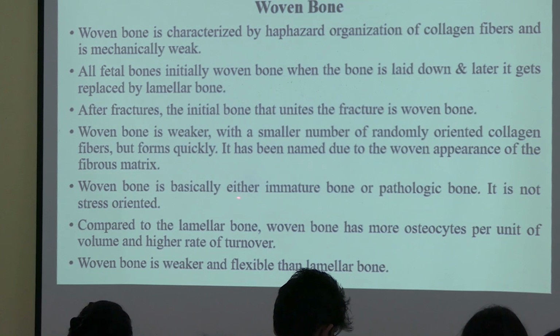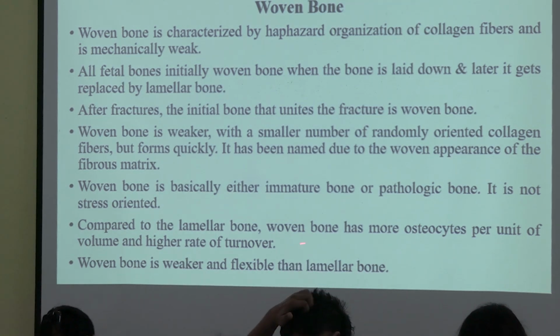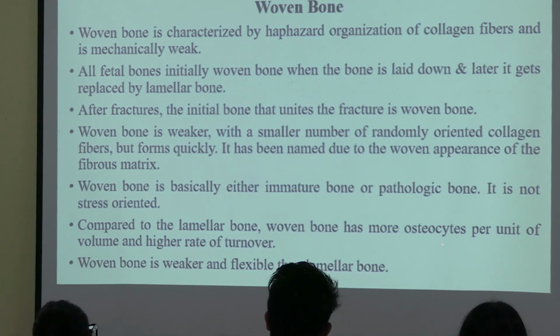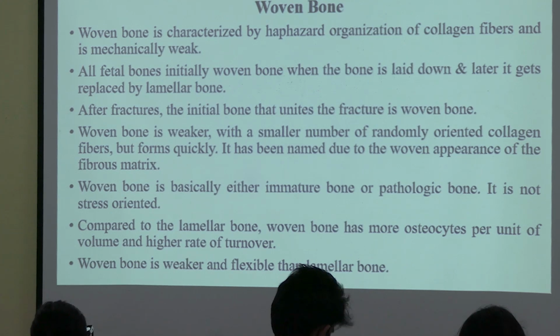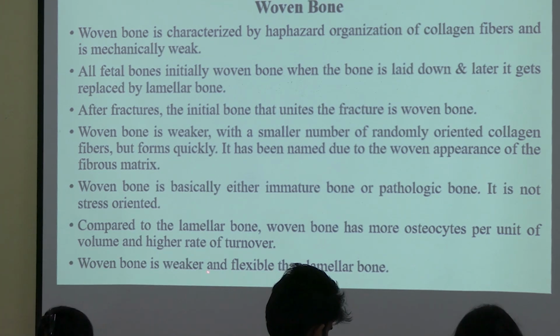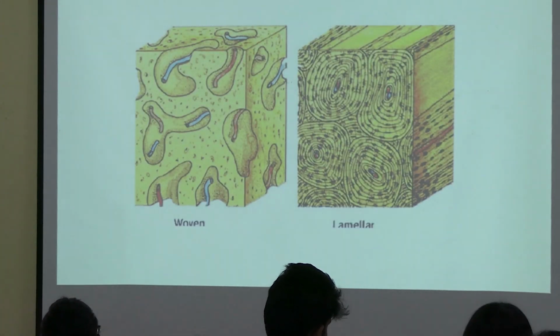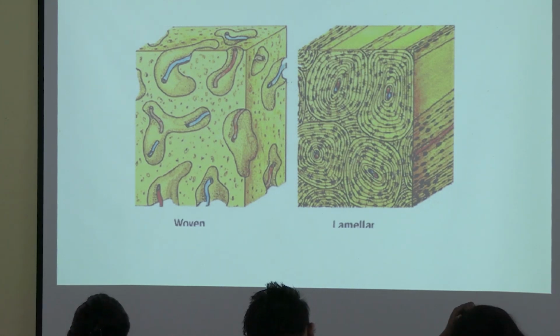Now the woven bone is basically either immature or pathologic bone. Compared to the lamellar bone, woven bone has many more osteocytes because they are newly forming. That's why a greater number of osteocytes will be present in the woven bone as compared to the lamellar bone. Please keep that in mind. Woven bone is weaker and more flexible than the lamellar bone. Now here you can see the diagram. This is the woven bone and this is the lamellar bone.